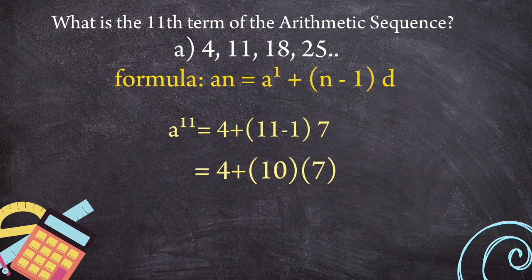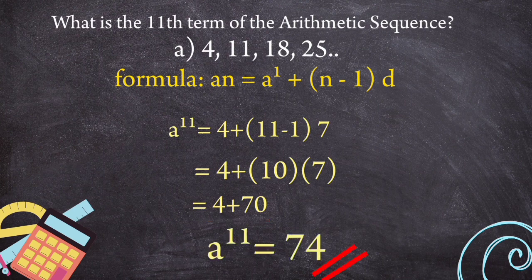Then, we multiply the difference of the number of terms and 1 by the common difference. So it will be 4 plus 70. And 4 plus 70 is 74. And 74 is the 11th term.